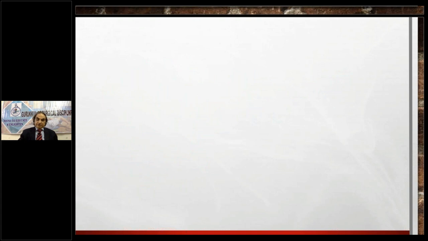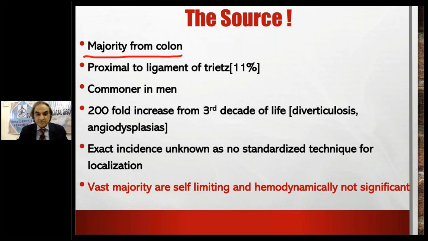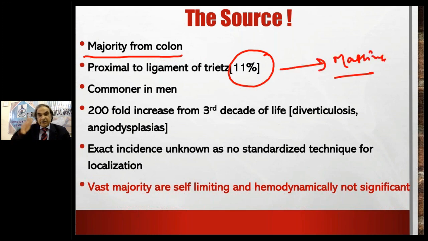Now, what is usually the source in general in lower GI hemorrhage? It is not always, but in general, right? Majority is from the colon. And remember, we'll mostly talk about the majority. So naturally, that's why it's correctly called lower GI hemorrhage. But rarely it is proximal to the ligament of Treitz. Although it's an upper GI bleeding, it will manifest as lower GI bleeding if it is massive, because it cannot stay there and it'll trickle down. That's less, 11%. It's commoner in men.